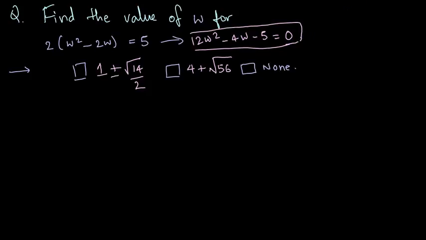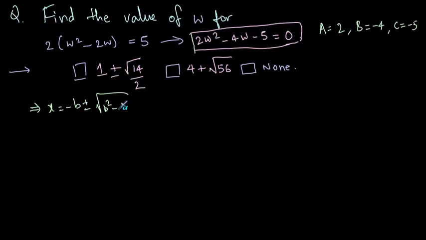Now we can find the values of a, b and c. Here a is equal to 2, b is equal to −4 and c is equal to −5. Put these values into the formula and find the roots of this equation. Again, the formula is −b ± √(b² − 4ac) over 2a. So minus of b, minus of minus 4, is plus 4. So plus 4 plus minus under root of b squared.